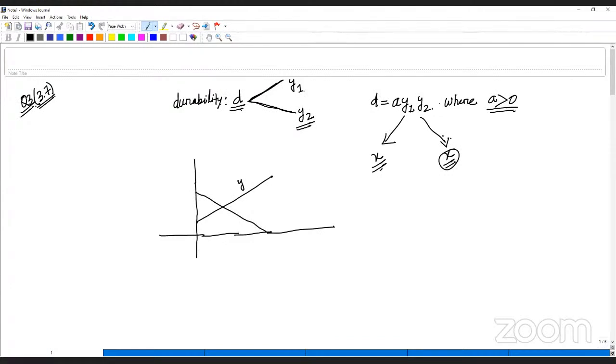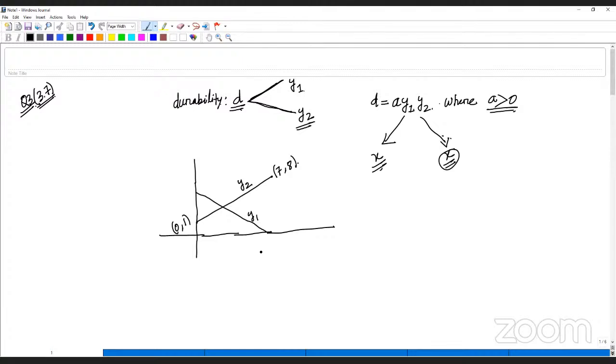So this one represents y2. And this represents y1. So now what do you need to do? You need to find the equation of y1, right? And you need to find the equation of y2.